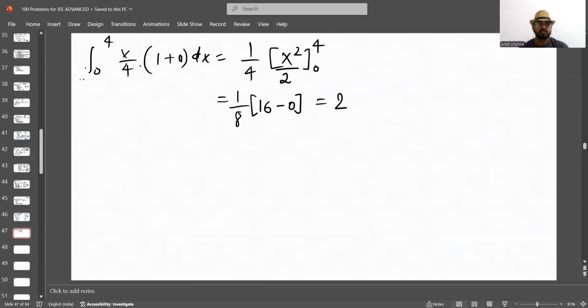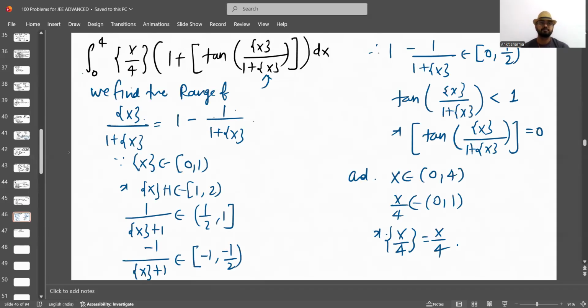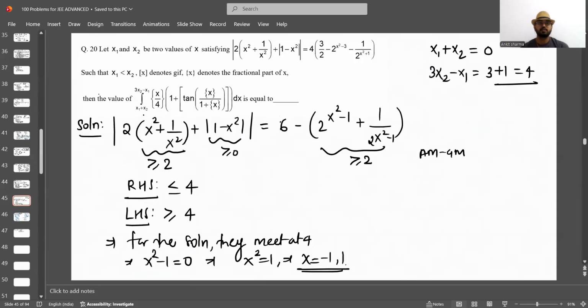So 1 over 4 is constant. The integration of x is x square by 2. The upper limit is 4 square, so 16 minus 0. So the answer will turn out to be 2. So we get here the answer as 2.